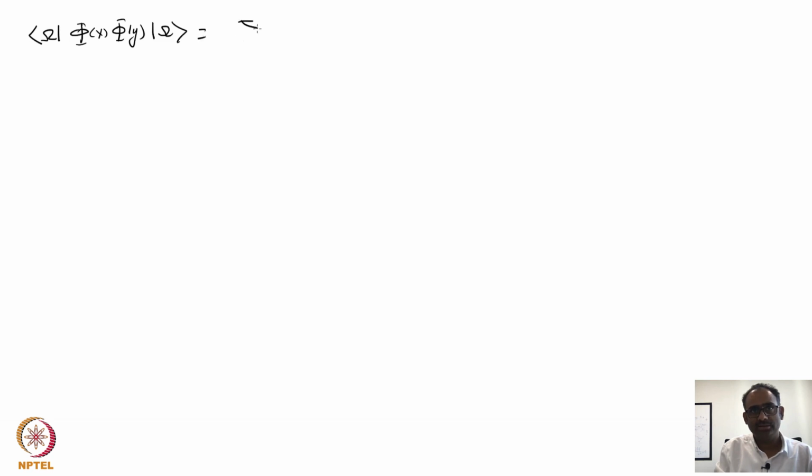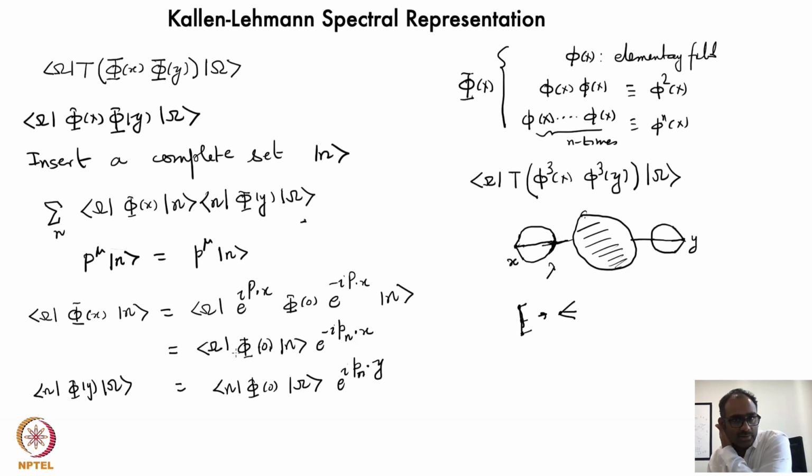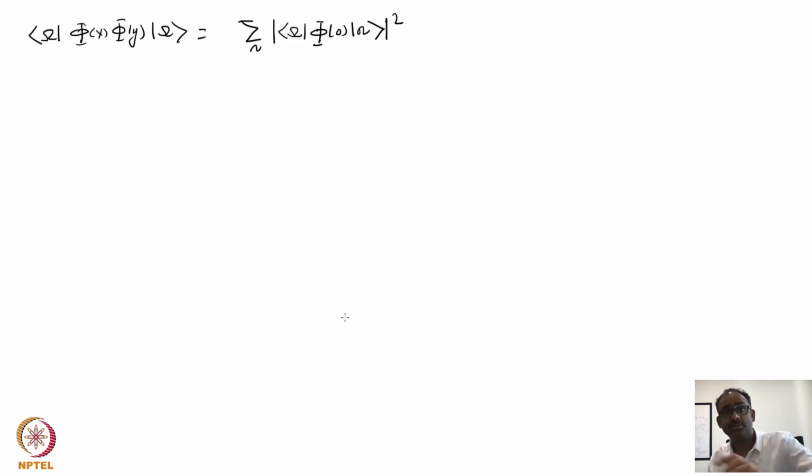is the summation over n, and then what do you have? You have omega phi of 0 n, and then you have again omega phi of 0 n; I can just put a mod square. These are complex conjugates of each other, this one here and that one here. These factors are complex conjugates, so I will just put a mod square times e to the minus i P_n dot (x minus y). That's correct.